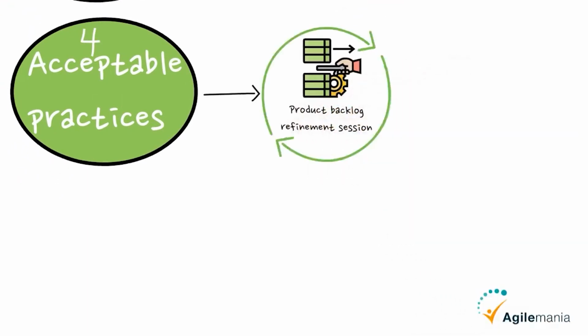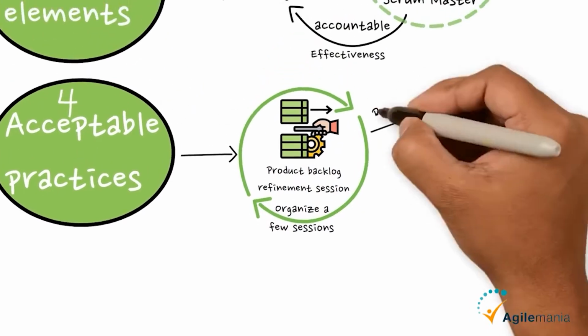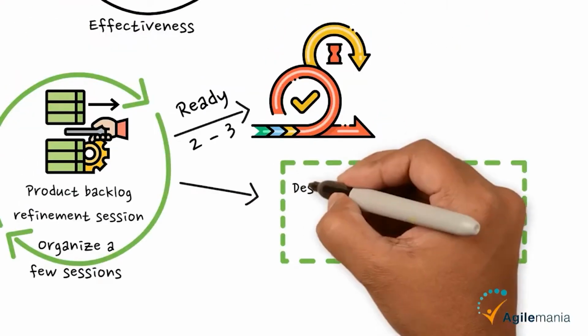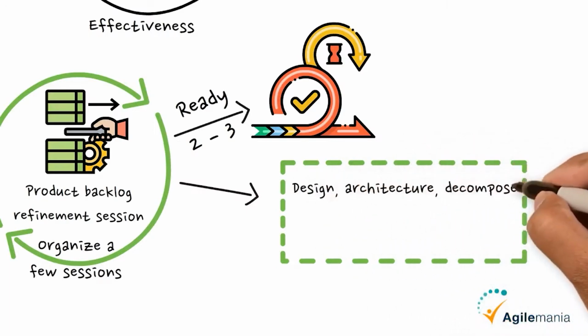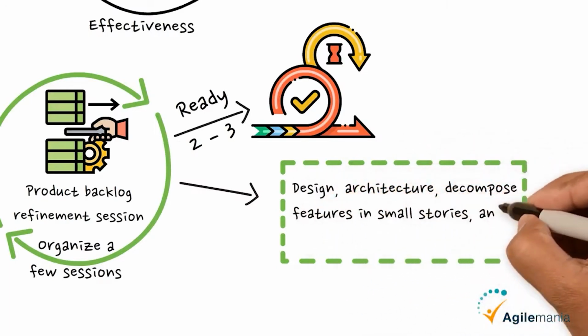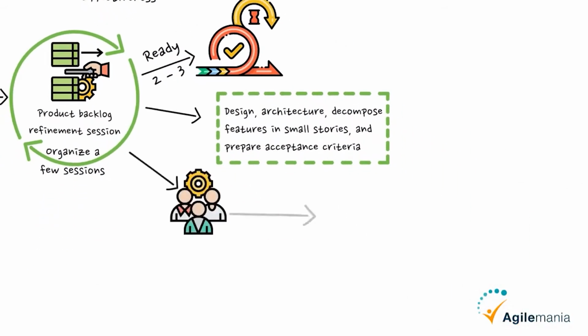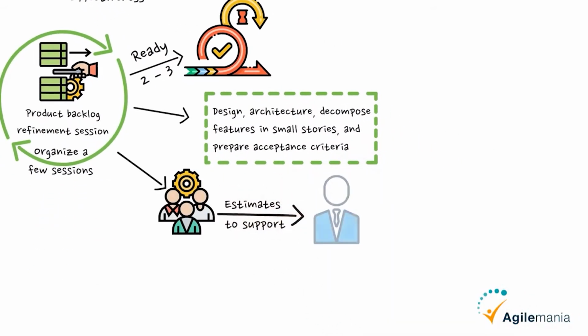I'm also going to talk about four acceptable practices, and I will start with the product backlog refinement session. Organize a few sessions to refine the product backlog to keep it ready for the upcoming 2-3 sprints. It also helps make decisions about design and architecture, and you can decompose features into smaller stories and prepare acceptance criteria. A team can come up with estimates to support the product owner in ordering product backlog items.